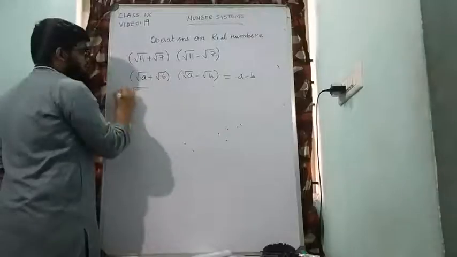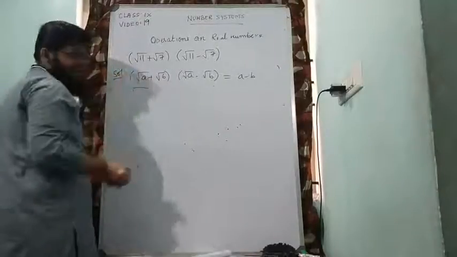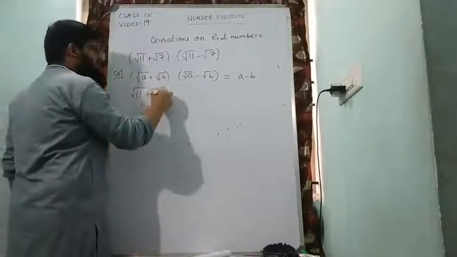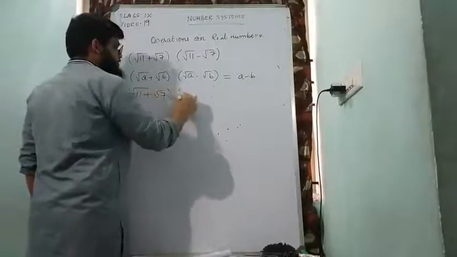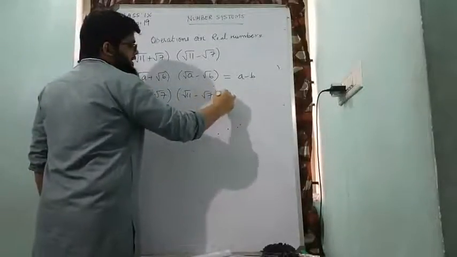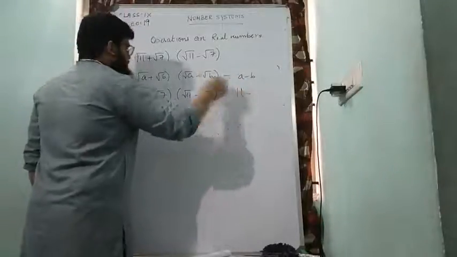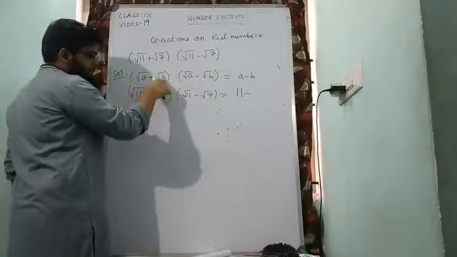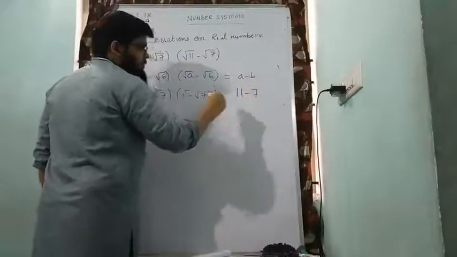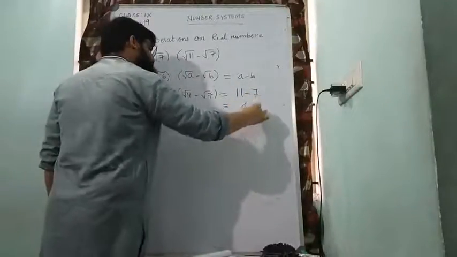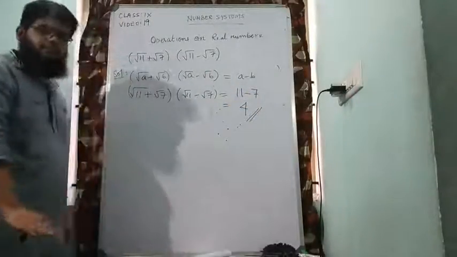So in the solution part, write the identity: root 11 plus root 7, root 11 minus root 7, given in the question. A minus b, a means 11 on both the sides, and b means 7, 11 minus 7. 11 minus 7 is 4, so the answer is going to be 4.